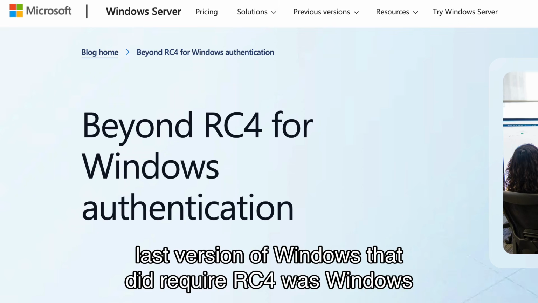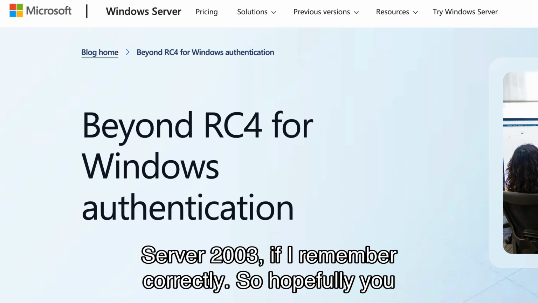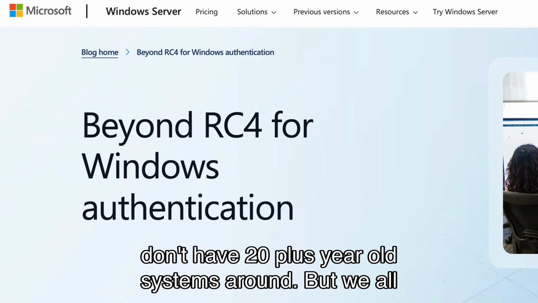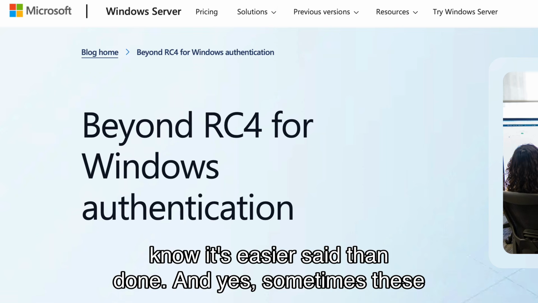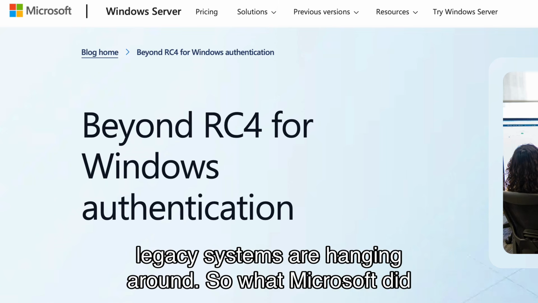The last version of Windows that did require RC4 was Windows Server 2003, if I remember correctly. So hopefully you don't have 20-plus-year-old systems around. But we all know it's easier said than done. And sometimes these legacy systems are hanging around.